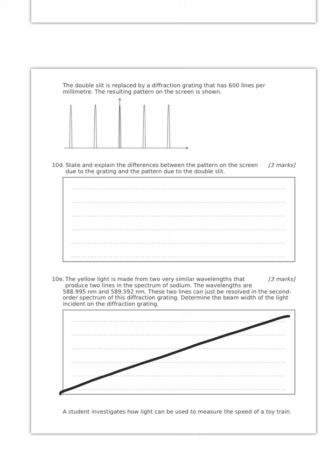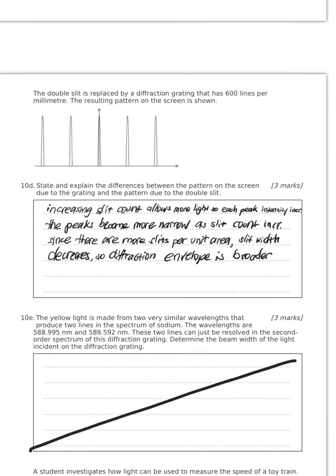Finally, we have 10D, and it says the double slit is replaced by a diffraction grating that has 600 lines per millimeter, and the resulting pattern is shown. So we have many more lines, much more than 2, and so we can see that the peaks get tighter. The spaces between the peaks get bigger, and the peaks themselves get tighter and more intense. State and explain the difference between the pattern on the screen due to the grating and the pattern due to the double slit. So yeah, increasing the slit count allows more light through, so each peak intensity increases.